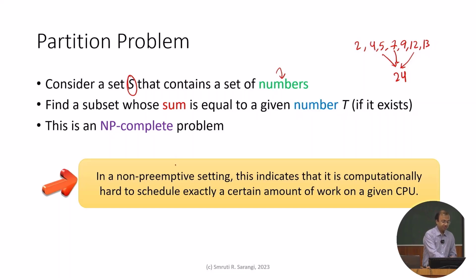The sum total of the argument is that in any non-preemptive setting, it is computationally hard to ensure that a CPU is doing a fixed amount of work, because you will run afoul of either the bin packing or the partition problem. And given that no polynomial time algorithm exists for those, you will not be able to create a polynomial time algorithm for these as well.